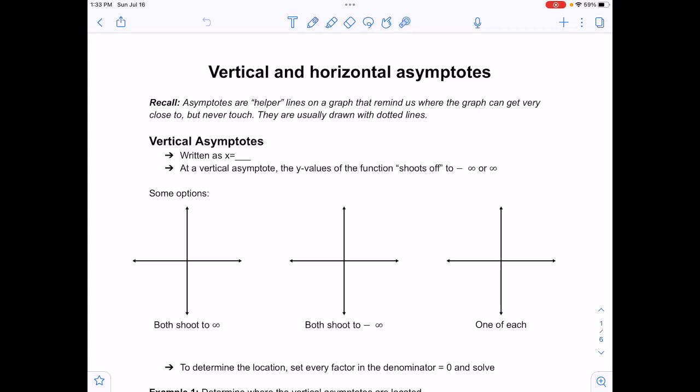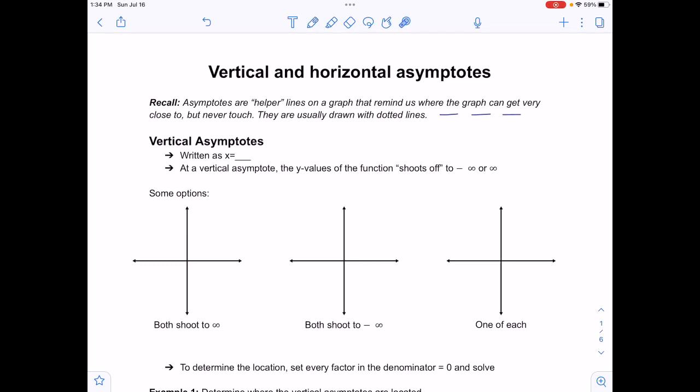The graph often gets very, very close to these lines, but never touches them, and there is an exception to that I'll get to later. And they are always drawn with dotted lines because they are not actually a part of your graph. They are just guidelines. The first type of asymptotes we're going to be talking about are vertical asymptotes.